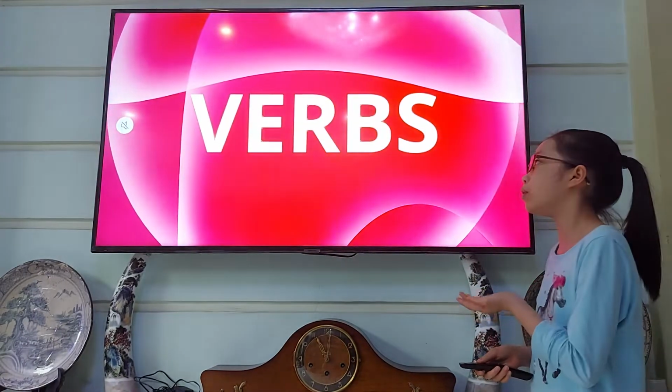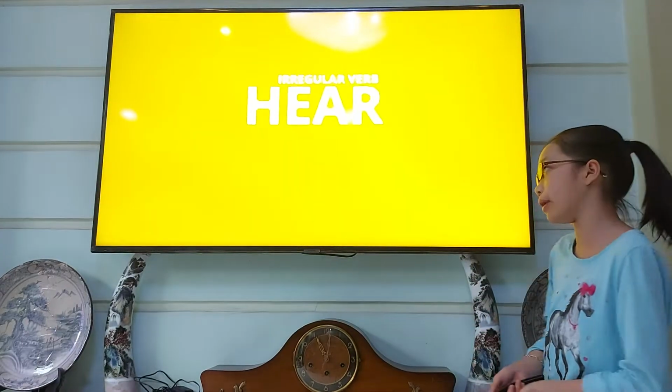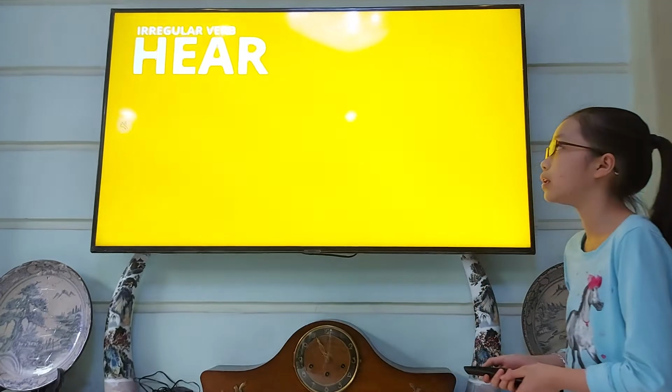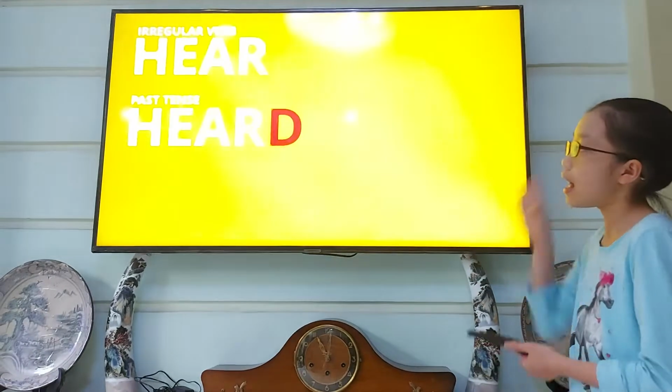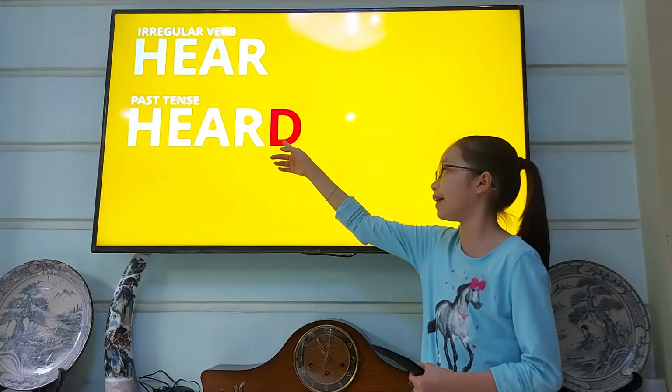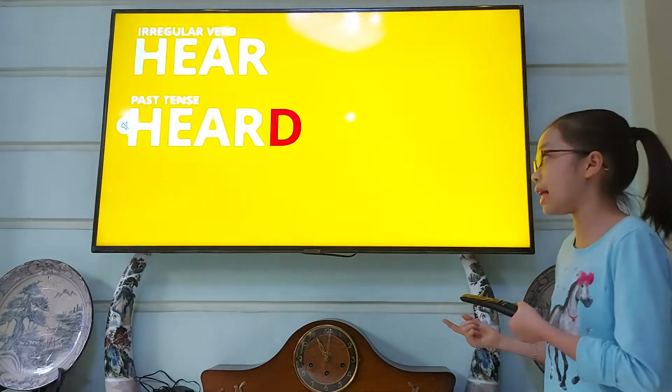For now, we will look at some verbs related to hearing. So the first word is hear. It's an irregular verb. Hear, you hear something. And the past tense is heard. You just need to have a D right at the end of hear.